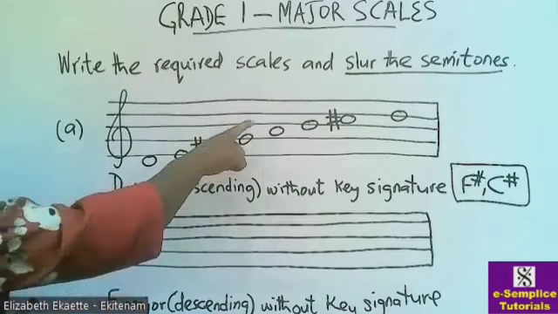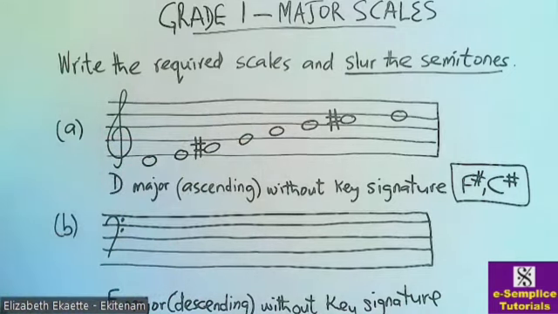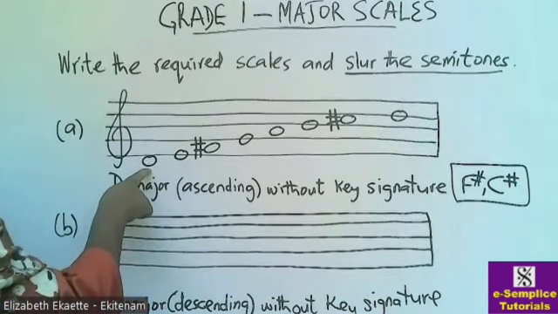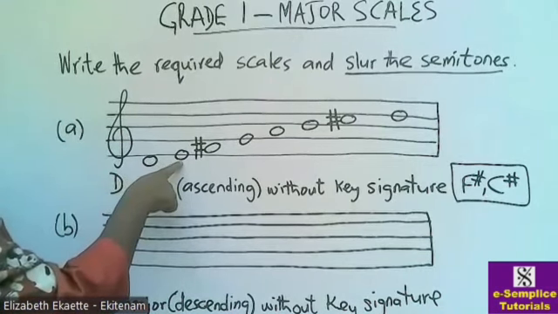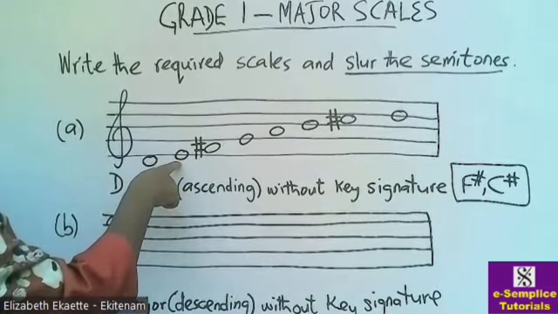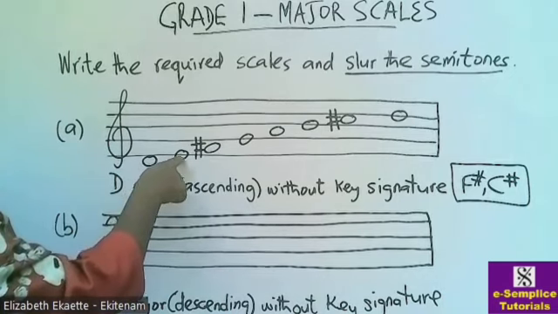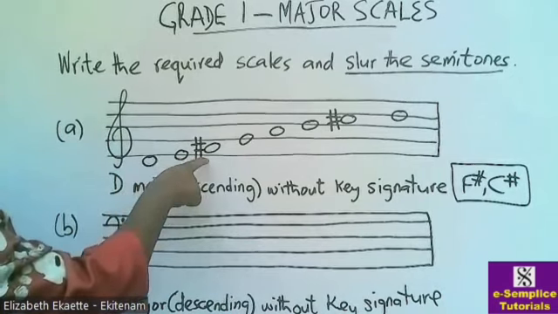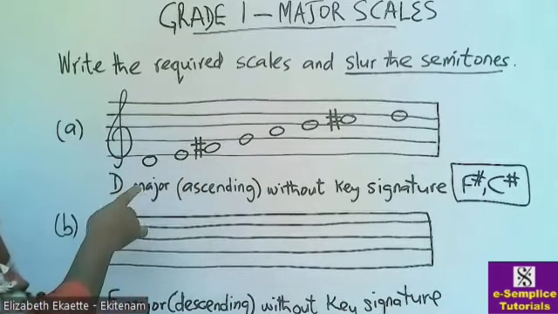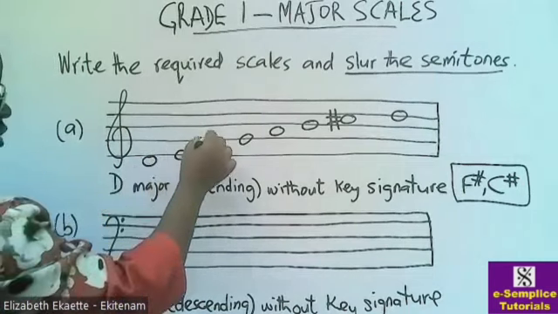Don't forget, you still need to slur the semitones. Slurring the semitones means show the positions of 2 notes standing side by side with each other that are a semitone apart. Now, I'll look at it. The normal position is that D and E is a tone. Now, this is E and F sharp is another tone. So there's no semitone there. But F sharp and G is a semitone.